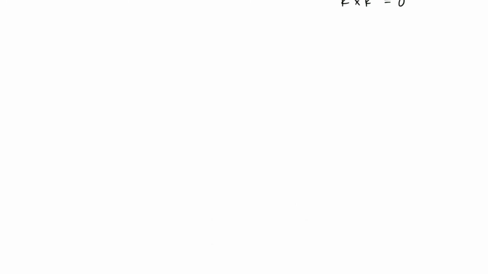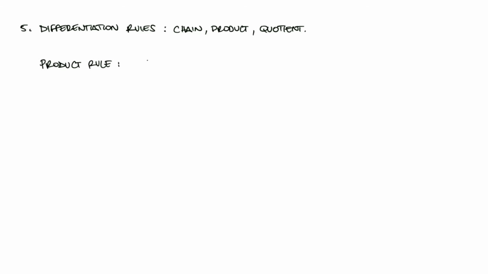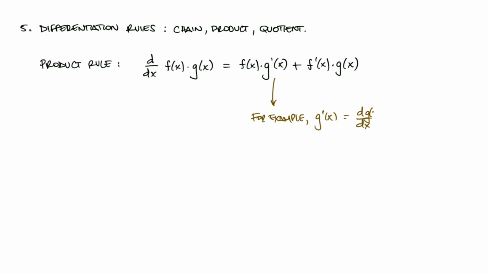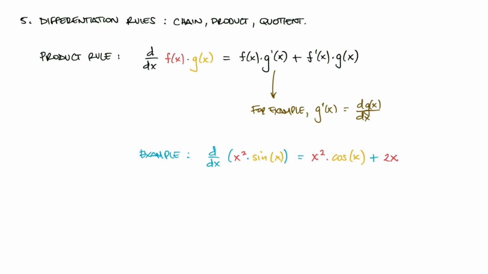The product rule for differentiation tells us that the derivative with respect to x of f of x times g of x is equal to f of x times g prime of x plus f prime of x times g of x, where the prime denotes a derivative. So for example, the derivative of x squared times sine of x would be x squared times cosine of x plus 2x times sine of x. More examples of this and other differentiation rules are found in the description below.